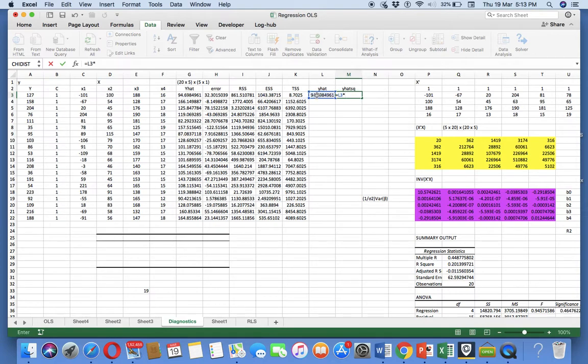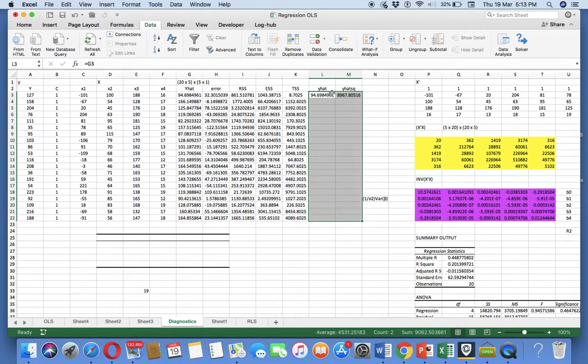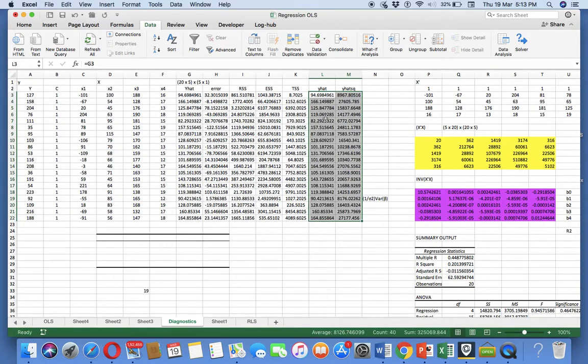Into y hat. So you get y hat squared. So these 2 variables. Now I run a regression of error squared on y hat and y hat squared.